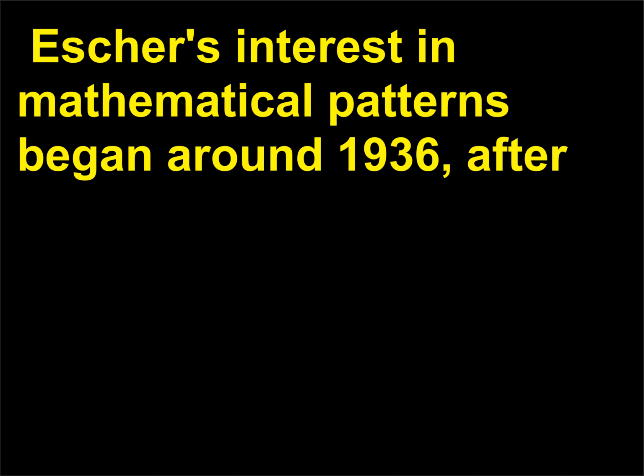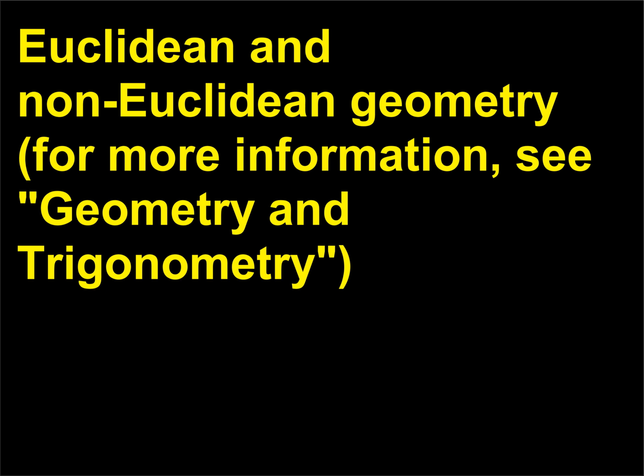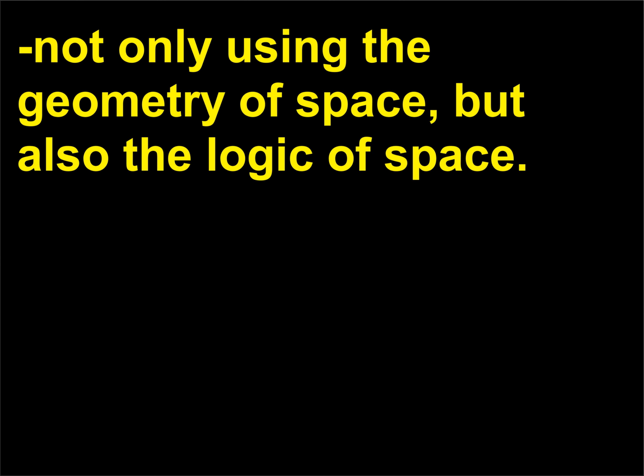Escher's interest in mathematical patterns began around 1936, after viewing the Alhambra Palace's collection of Islamic art, see above. He was fascinated with structures represented in plane and projective geometry, both Euclidean and non-Euclidean geometry. For more information, see geometry and trigonometry. Not only using the geometry of space, but also the logic of space.